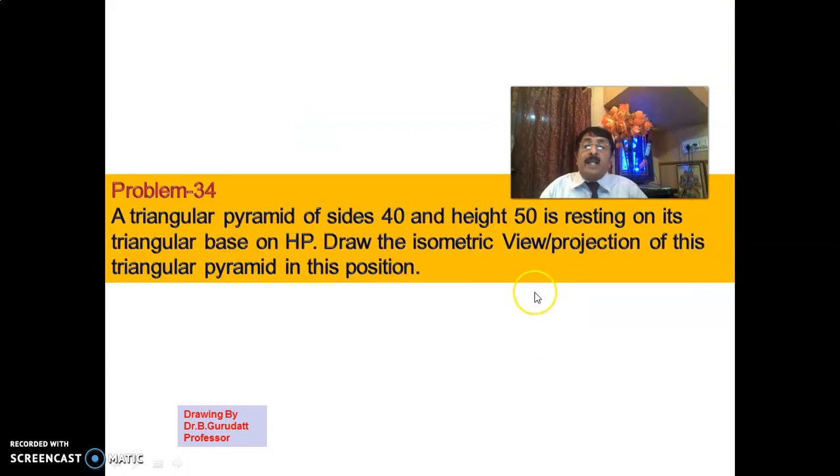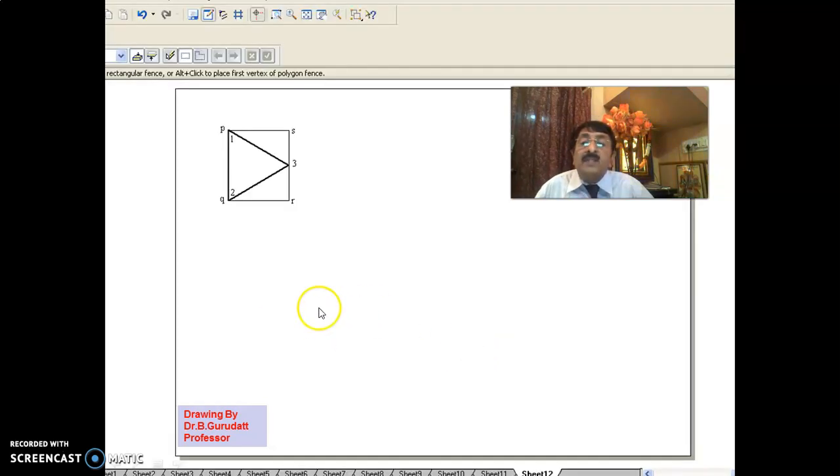Next you see here, there is a triangular pyramid of size 40 and height 50, resting on its triangular base on HP. You just have to draw the isometric view or projection of this triangular pyramid in this position. See here, I have drawn a triangular pyramid of size 40.